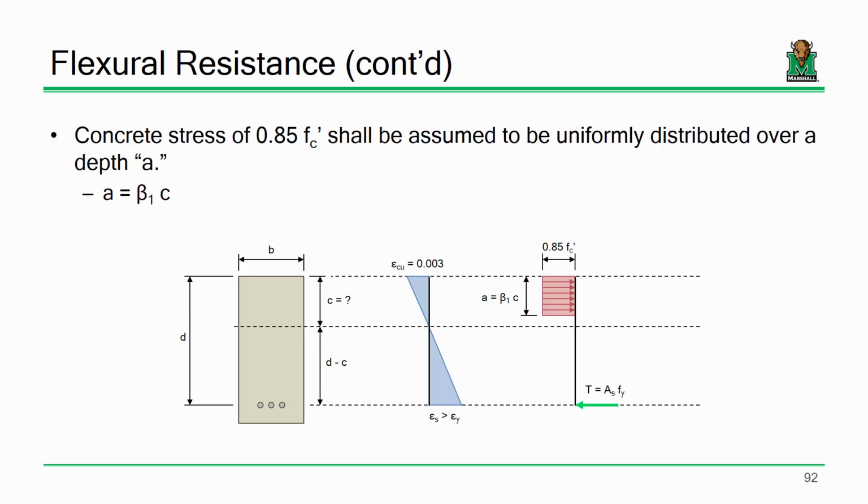Remember, I want to be clear, there is a difference between how deep this stress block is and how far it is from the top of the beam to the neutral axis. The depth of the stress block is referred to as A. The neutral axis, the top to the neutral axis, is referred to as C. Now, while we do assume a uniform compressive strain for steel, one of the things we don't assume is a uniform relationship between these two values. The difference between A and this term C is an empirical value called beta 1.